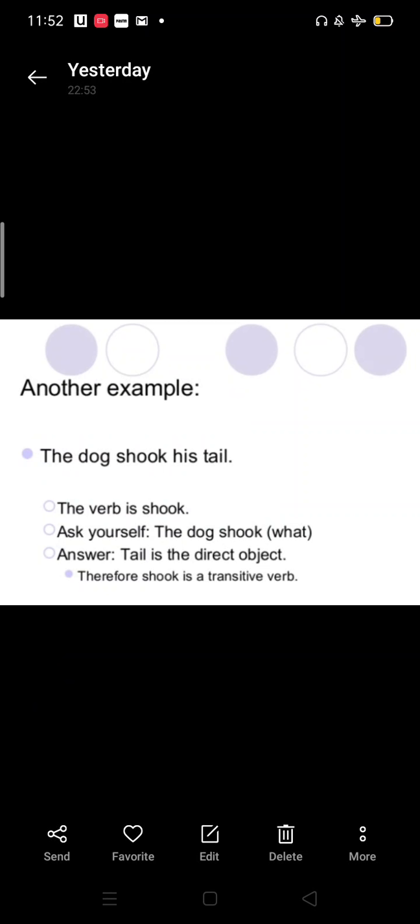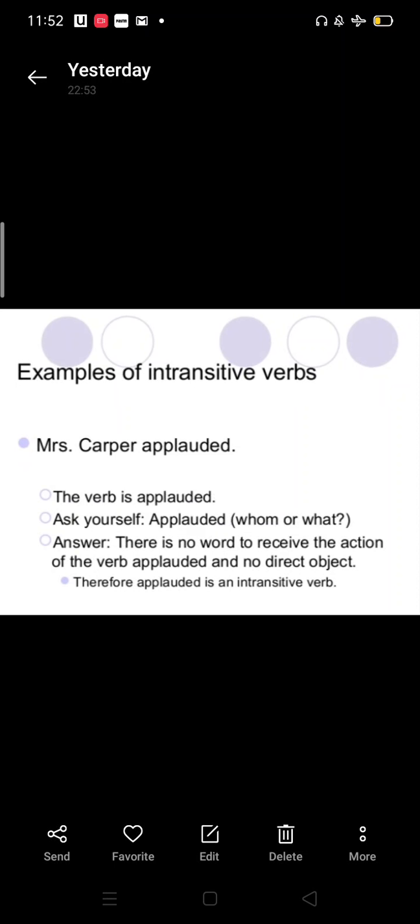Now the next example. The dog shook his tail. The verb is shook, and the dog shook what? His tail. So tail is the direct object, and it is again a transitive verb. Let's practice some more examples of intransitive verbs. Mrs. Carper applauded. Here the verb is applauded and there is no object to receive the action, so it is an intransitive verb.